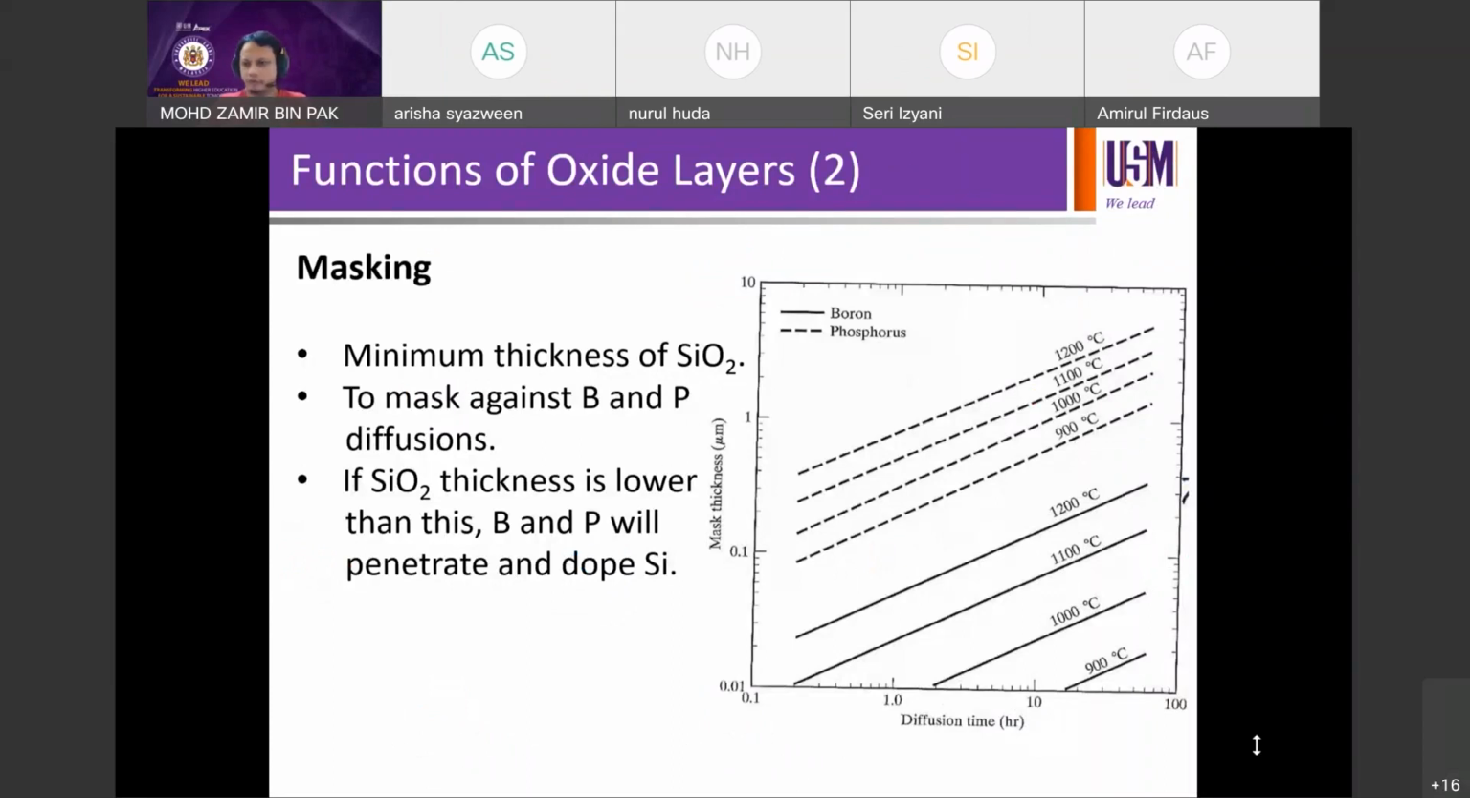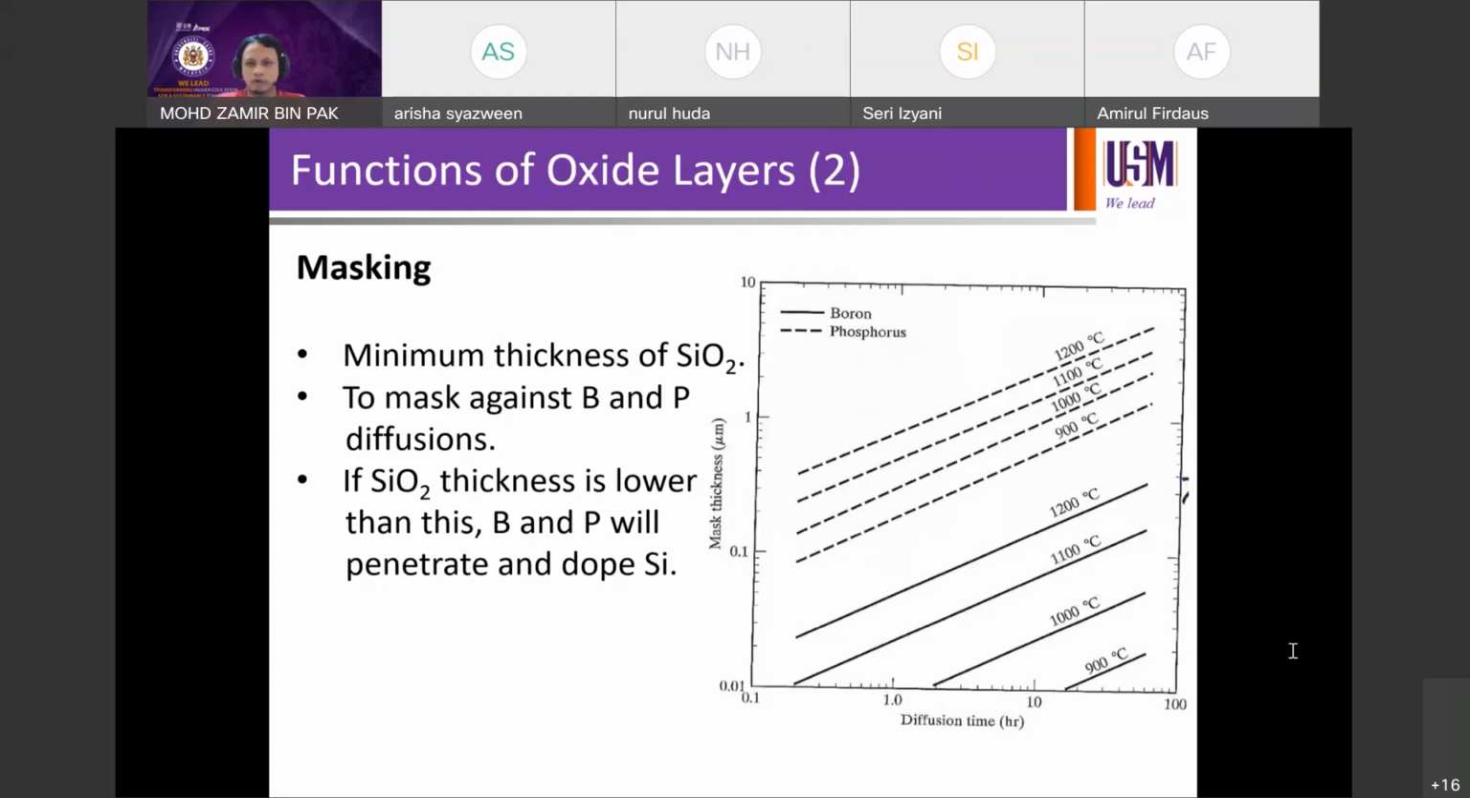Okay, please confirm if you can see the slides on the screen. All right, cool. So, the next function of oxide layers is as masking, as we talked about just now. For this function to take place successfully, we need a minimum thickness of the silicon dioxide in order to mask against the dopants, phosphorus, boron, or some of the dopants. So maksudnya kalau the minimum thickness is not met, then it's not going to be able to block the dopant successfully on the selected regions.